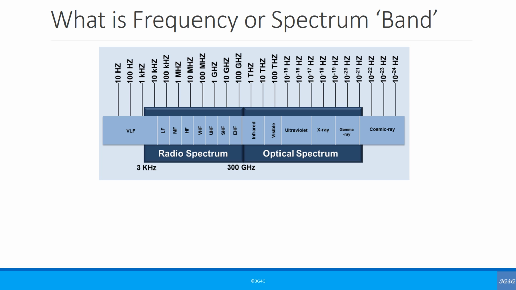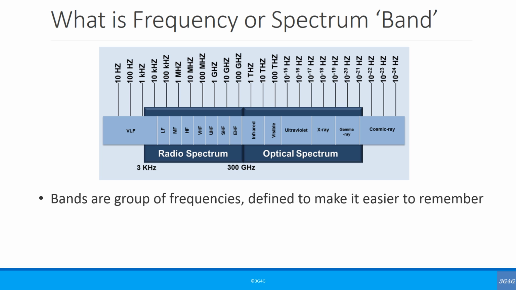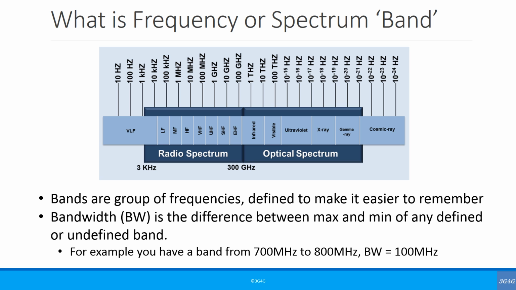So what is a frequency band or a spectrum band? Bands are groups of frequencies defined to make it easier to remember, and bandwidth is the difference between the maximum and minimum of any defined or undefined band. So let's say we had a band which goes from 700 megahertz to 800 megahertz, the bandwidth of that band would be 100 megahertz.